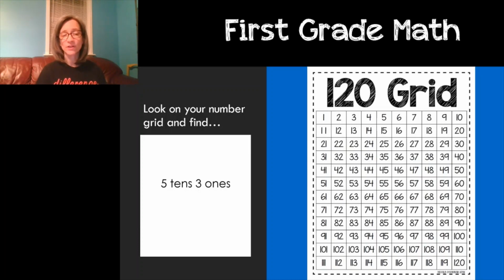Look on your number grid and find 5 tens and 3 ones. What number is 5 tens 3 ones? What's that number called? 53. If you picked 53, you are correct. Can you find 6 ones, 3 tens? What number has 6 ones and 3 tens?